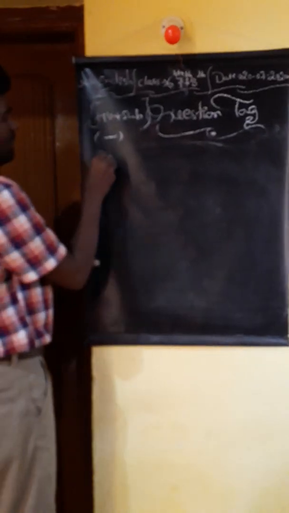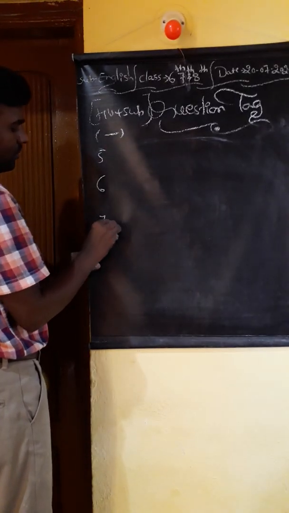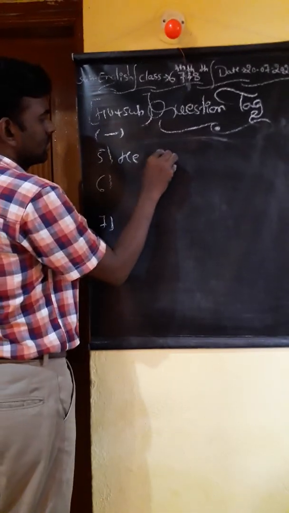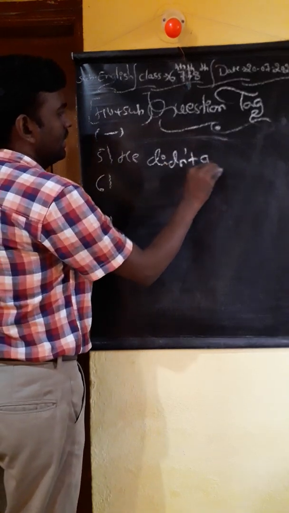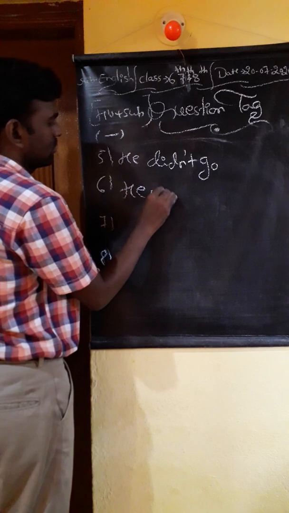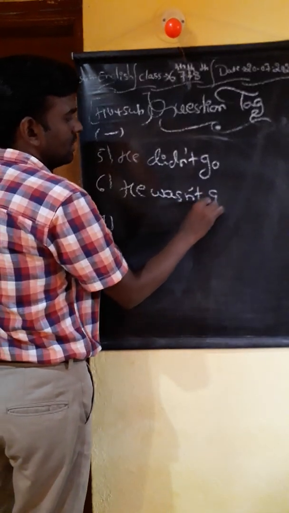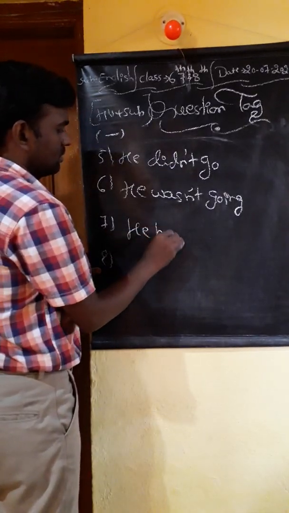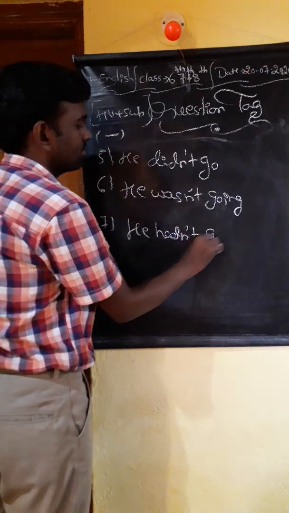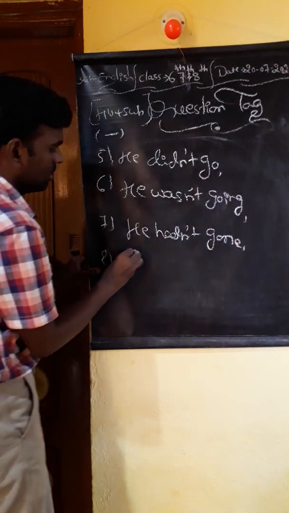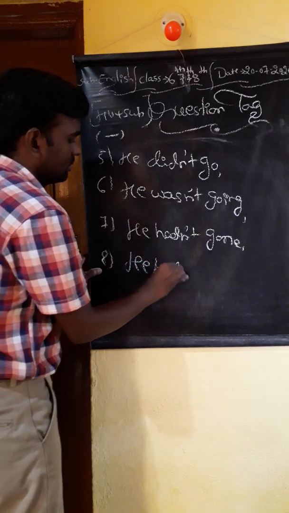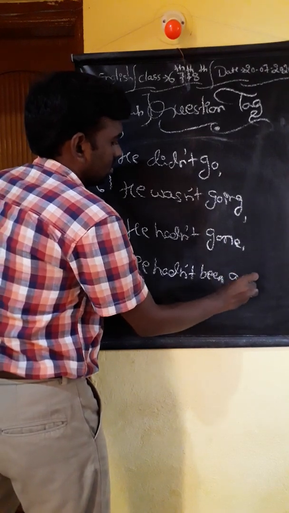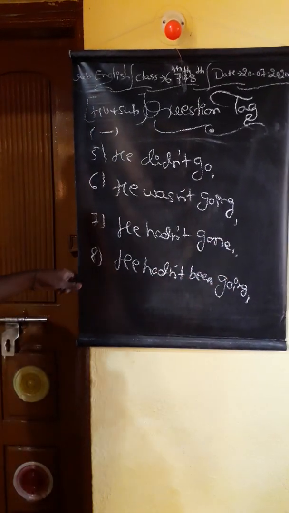So now let's see the past tense. 5, 6, 7, 8. So he didn't go, he wasn't going, he hadn't gone, he hadn't been going. So it's also very easy.